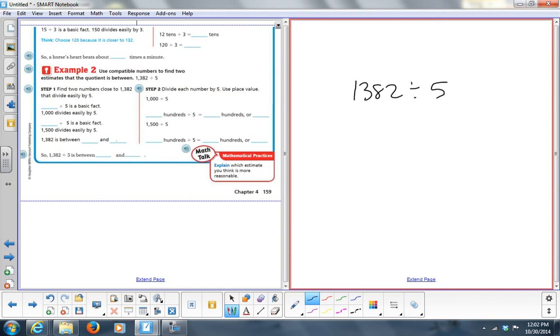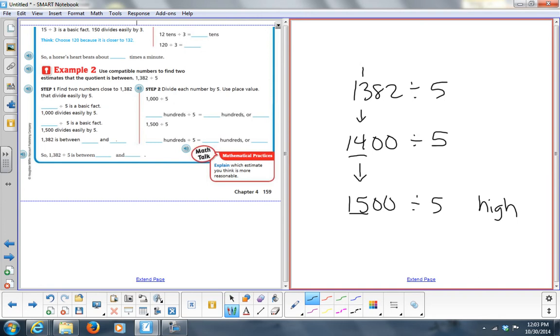Okay, if I go up a number, what's my next number? 14. So it'd be 1400, right? Because I have 4 digits here, I've got to have 4 digits there. Can 14 be divided by 5? No. Okay, so I'm going to go up another number. What's my next number? 1500. Can 15 be divided by 5? Yes. Okay, so that is my which number, high or low? High number.